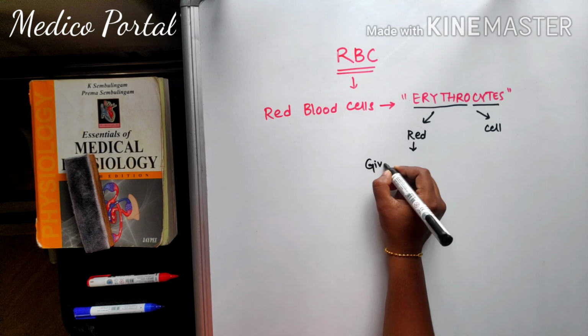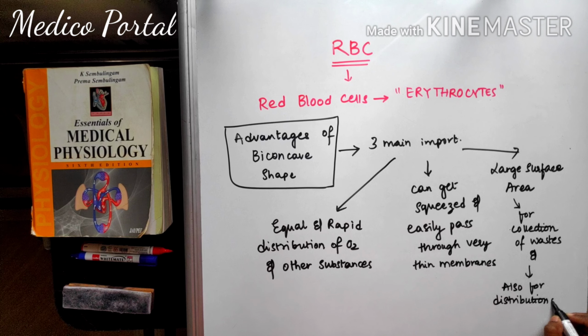And coming to the third advantage, it has a large surface area, as it has two ends which are very large and a middle portion which is very thin compared to the edges. It has a large surface area, so that a large amount of waste is collected, and also the distribution of any substances is made through the large surface area to a large number of cells. These are the three main important advantages of the biconcave cells.